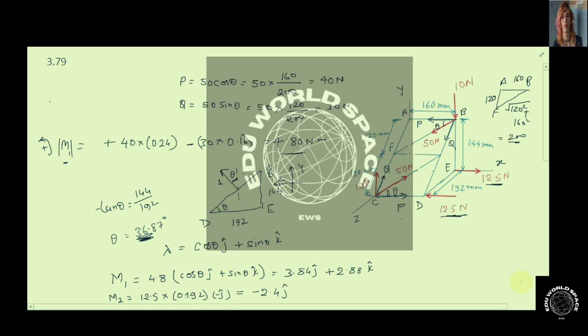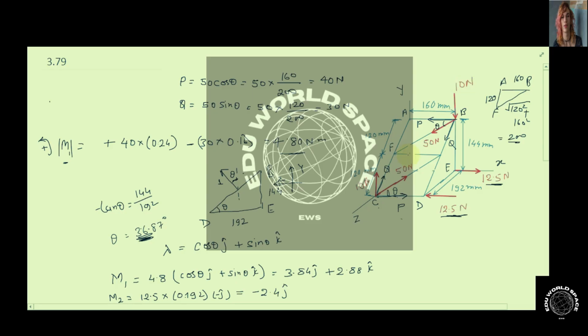Now we have calculated the moments due to these two 50 Newton forces, these two 12.5 Newton forces. Now the remaining forces are 10 Newton. To calculate the moment because of them, we can calculate the moment about point C. Because this 10 Newton force passes through the point C, its moment will be 0.